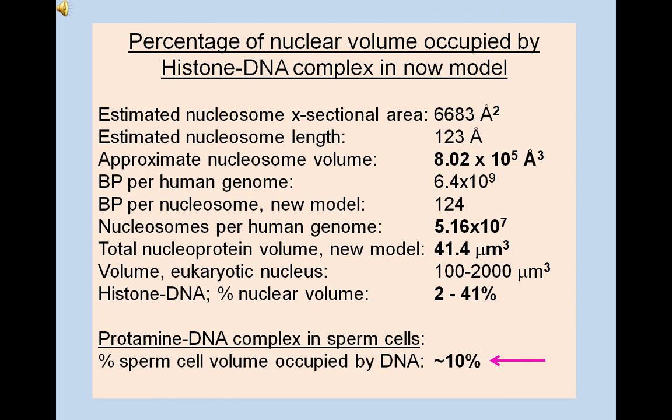Interestingly, that number, 20%, is about the midpoint of the range of values given one line above for histone and DNA in somatic cells. We can therefore confidently conclude that our non-helical DNA model will fit very nicely into the available nuclear space.